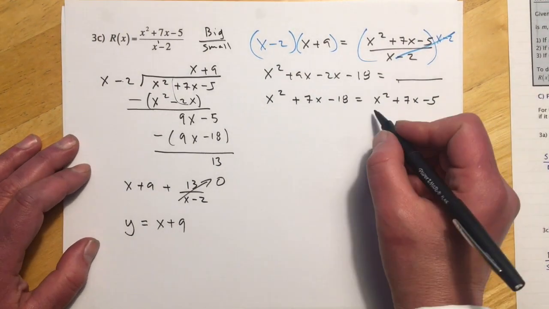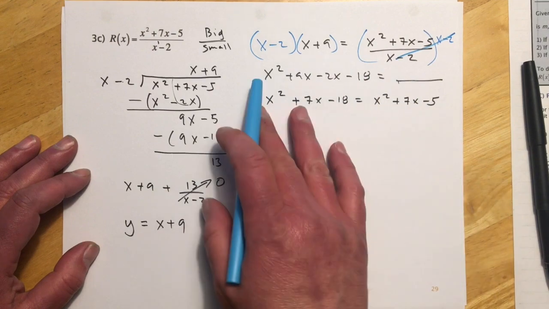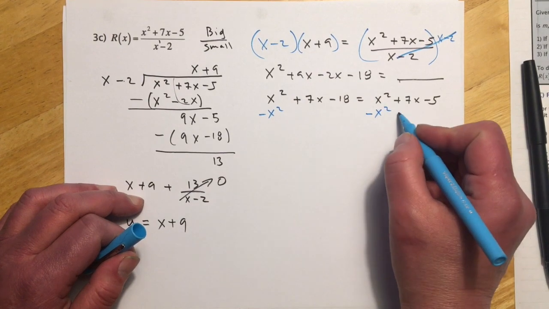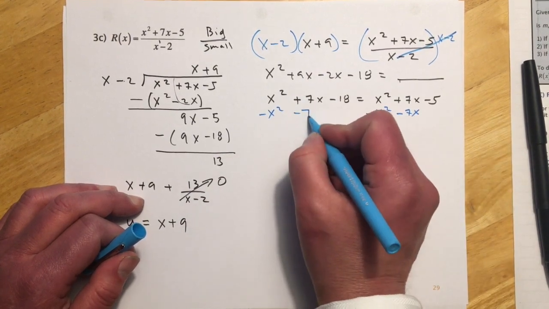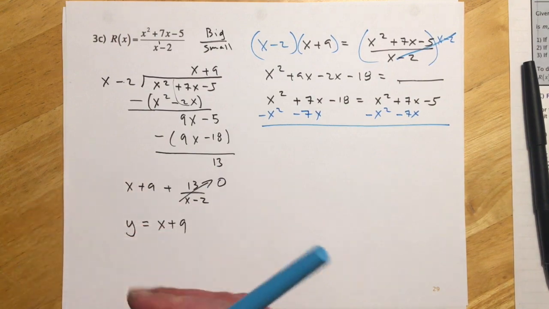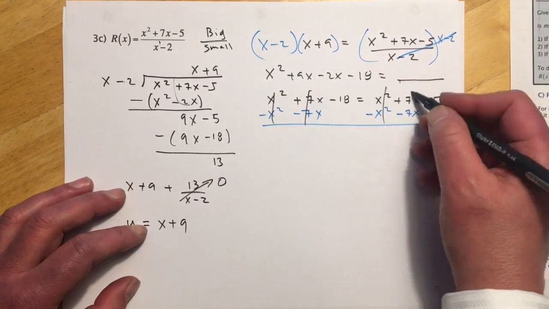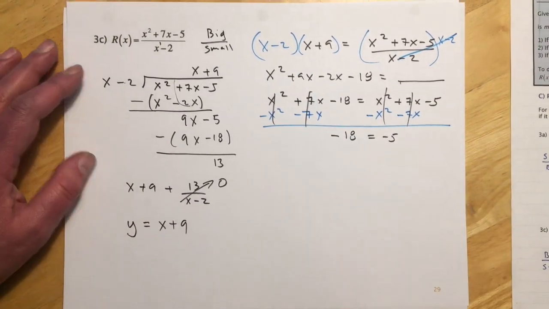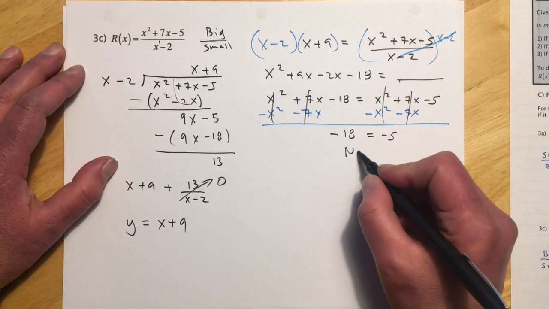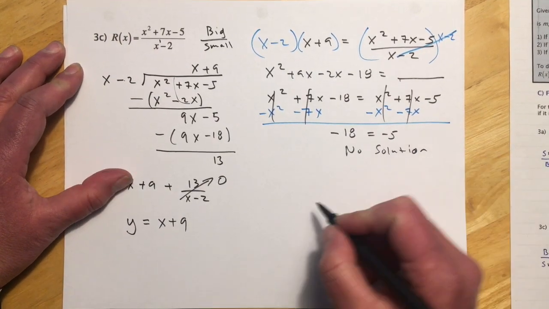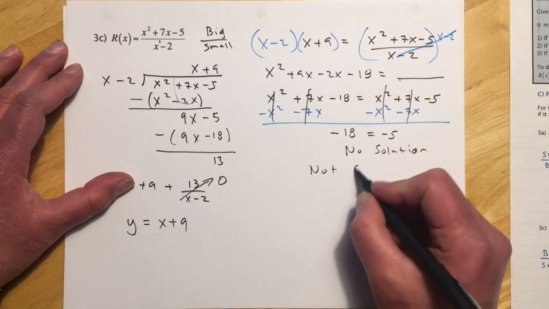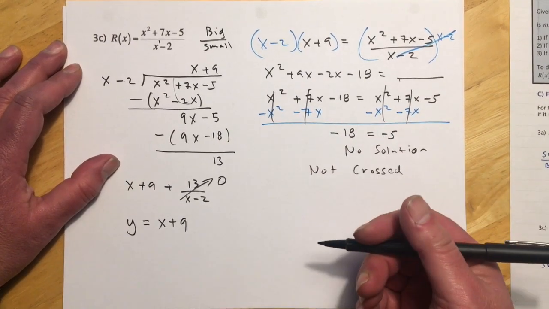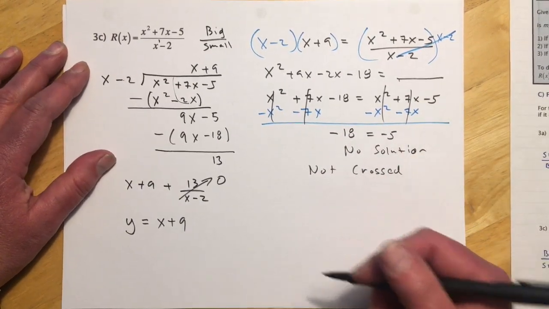So now if I try to go and solve this, I'd try to get everything over to one side. If I brought over the x squared to bring my x's to one side, and I'll bring over the 7, all this ends up dropping out, and so I end up with negative 18 equals negative 5. And so that is not true. That's a no solution. And so what that means is it is not crossed. So you get some false statement like that, basically a no solution problem, if the asymptote isn't crossed.